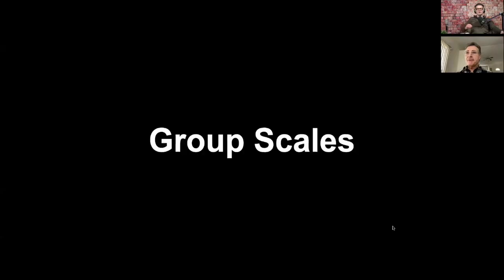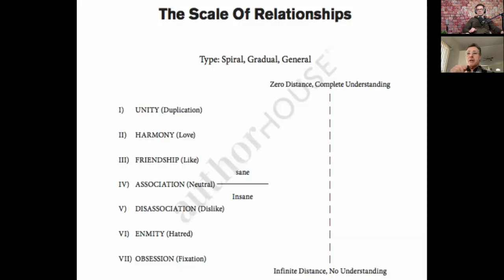So today we are going to be starting our group scales. Septemics comprises 35 scales. 24 of them are individual scales, and 11 of them are group scales, meaning they're used to analyze group phenomena. So let's see the first one. Okay, the scale of relationships.